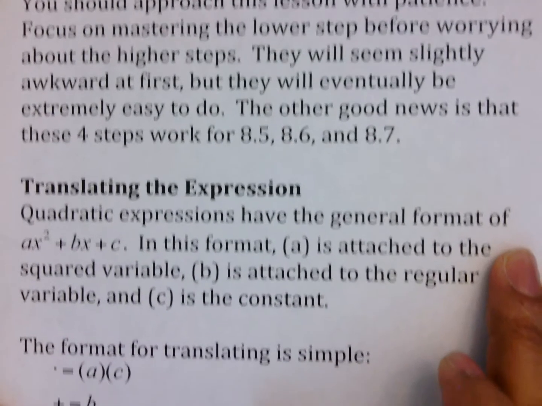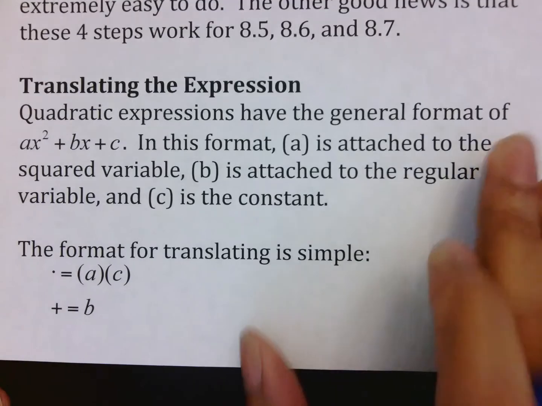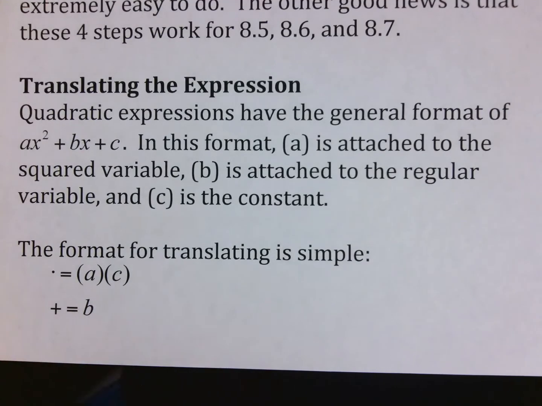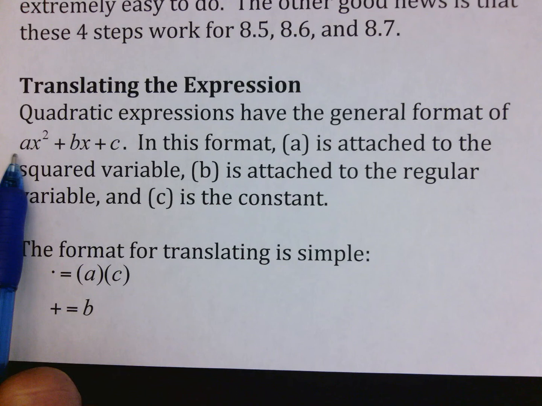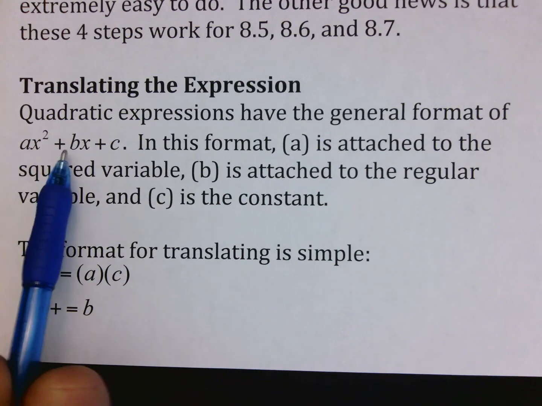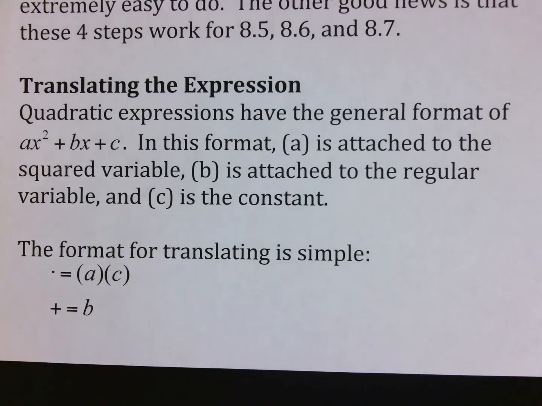Translating an expression: quadratic expressions, which are what we call the squared version, have the general format of ax squared plus bx plus c. In this format, we have to know that a is attached to x squared, that b is attached to the regular x, and that c is our constant.